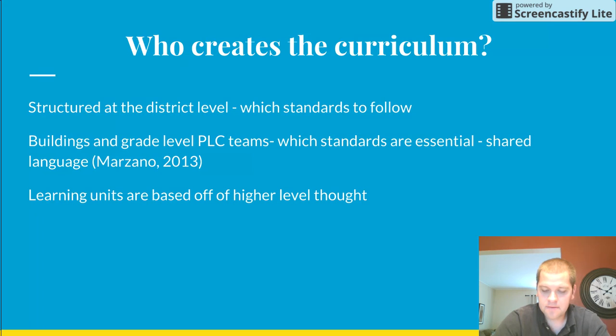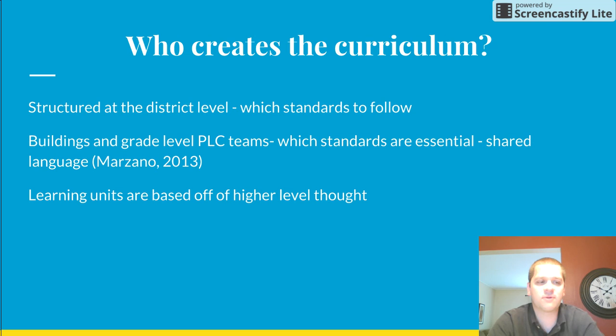So, who creates the curriculum? And that's a really good question. And looking at that, it will be structured at the district level. So, there's going to be certain things that are loose and certain things that are tight. The structure is going to be tight. So, how do we have our kids looking at what the learning process will be, tight. And there will be absolutely some things that are loose as well. So structured at the district level.